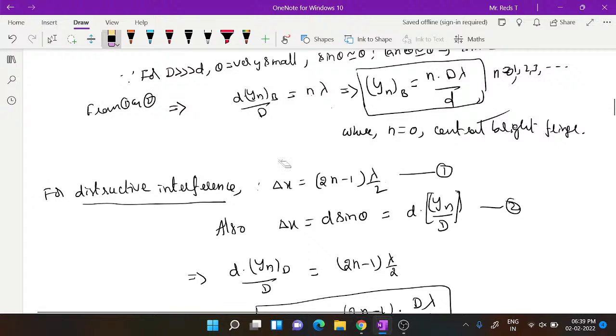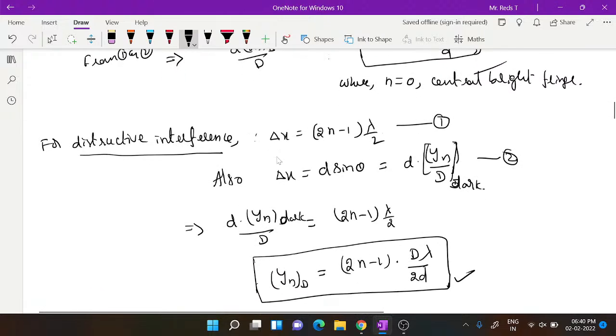If you equate this, let us say d is subscript, don't confuse this d and this D. This is for dark bands, or you can consider this as dark. Here also dark, then no confusion. So on equating this, you can say d into yn dark by capital D is equal to (2n minus 1) into lambda by 2. We want yn for dark bands. On simplifying this, we get yn dark is equal to (2n minus 1) into D lambda by 2 into small d. So this gives the position of the nth dark band.